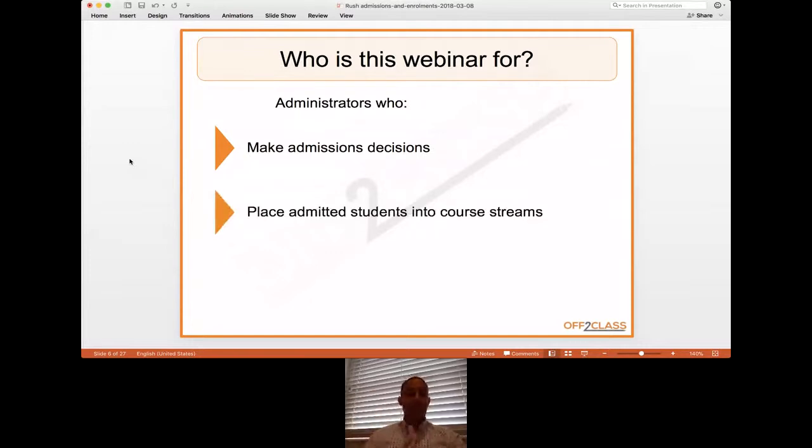Then also administrators can be the same person or it can be a different person who's making the admissions decision, who's deciding, okay, now that we've allowed this student to come into our institution, how do we place them? How do we best place them into a course stream that's going to get them up to their peer streams as quickly as possible? How do we deal with these ESL issues most efficiently?